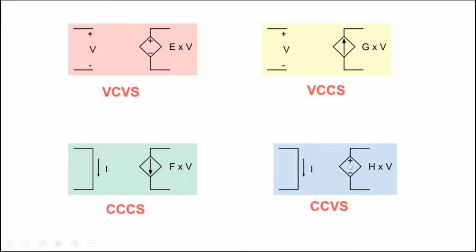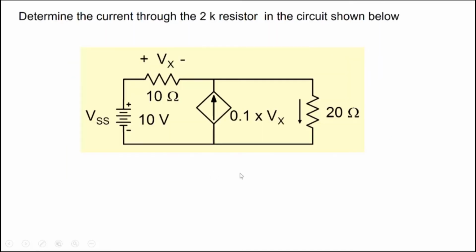Current control is a voltage source, but controlled by a current. So H into I here. And this should be F into I here, right? So these are there. So let's use this in an example.